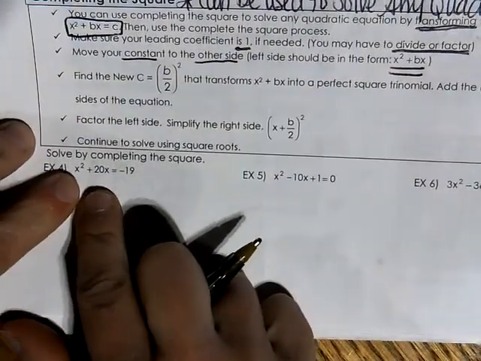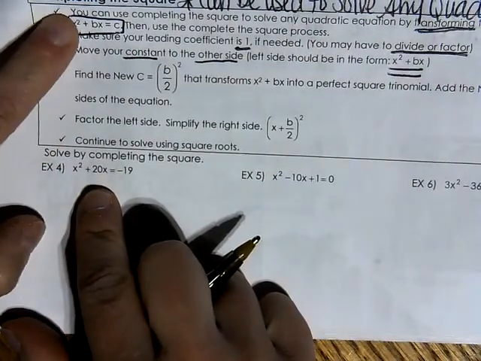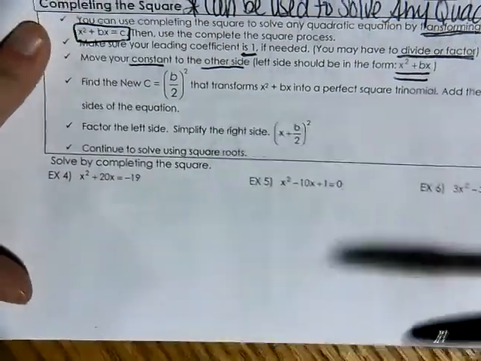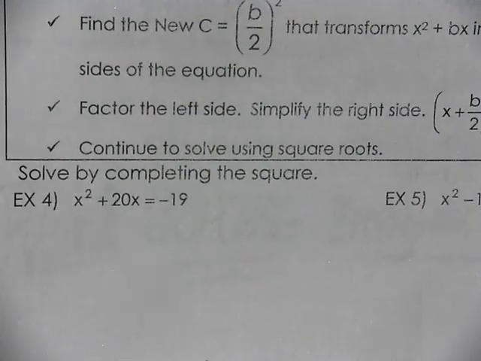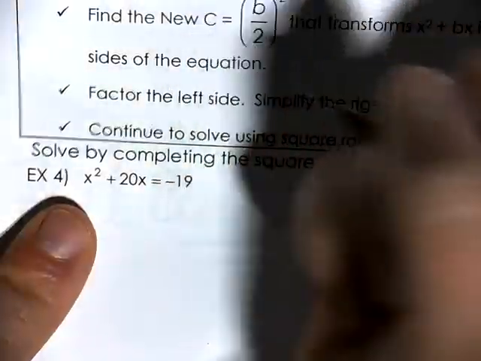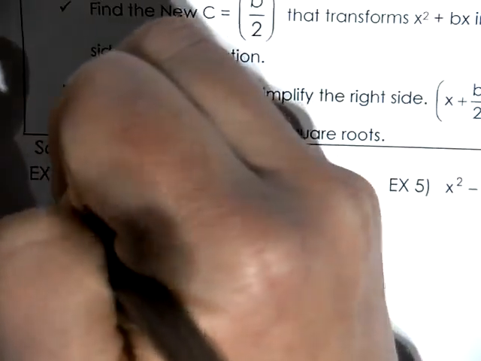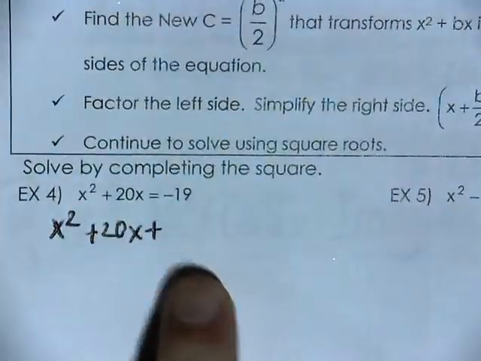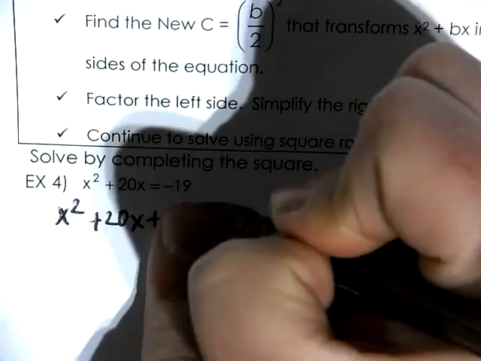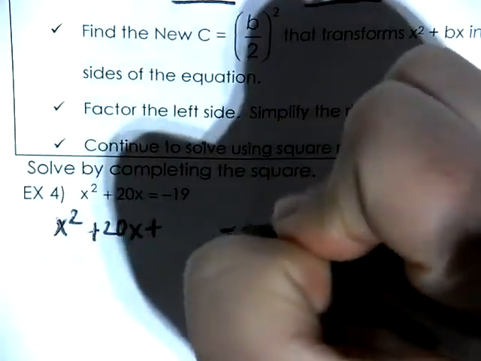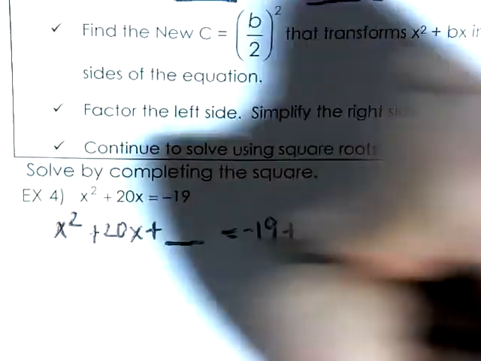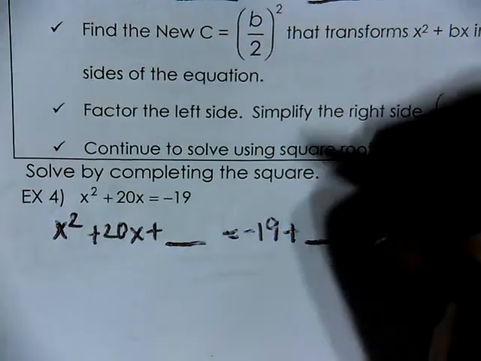In example 4, what's really nice about it is that it's already set up into x squared plus bx equals a number. Please follow along with every single step that I do. Please do not skip any steps. The first thing that you want to do is rewrite this equation into x squared plus 20x plus, I'm going to put down a finger of space, equals negative 19 plus a finger of space. And this space right here is for our new c value.